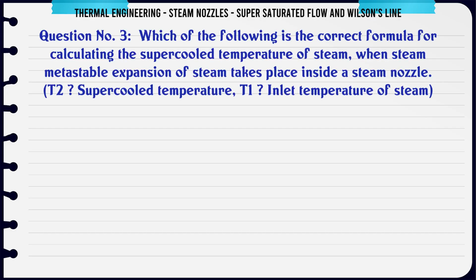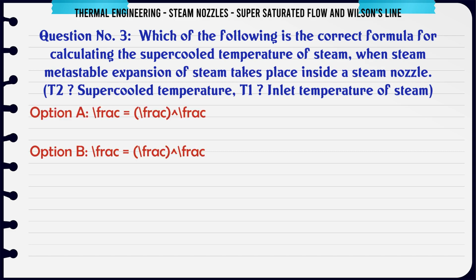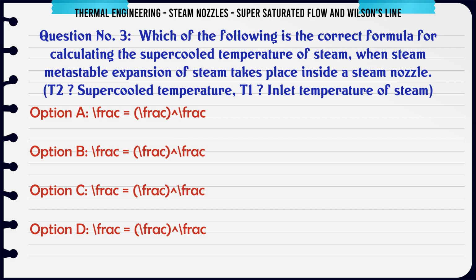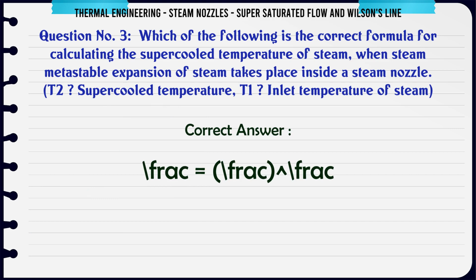Which of the following is the correct formula for calculating the supercooled temperature of steam when metastable expansion of steam takes place inside a steam nozzle? T2 is the supercooled temperature, T1 is the inlet temperature of steam. A: T2/T1 = (P2/P1)^((n-1)/n), B: T2/T1 = (P2/P1)^((n-1)/n) variant, C: T2/T1 = (P1/P2)^((n-1)/n), D: T2/T1 = (P2/P1)^((n-1)/n). The correct answer is T2/T1 = (P2/P1)^((n-1)/n).